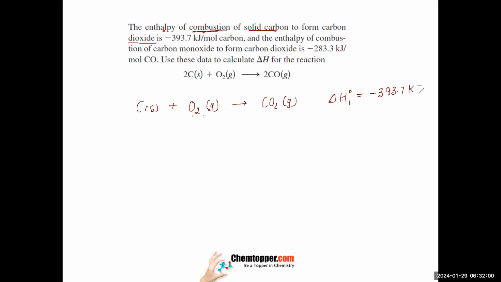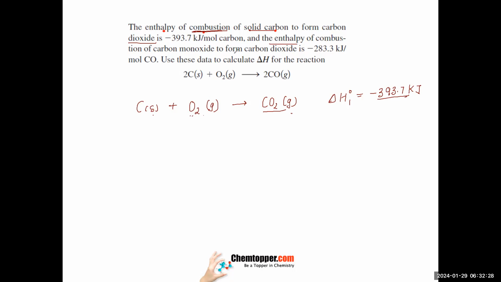393.7 kilojoules. And this is the enthalpy of formation, isn't it? Formation of CO2 from its elements in their standard form. This is the formation enthalpy of CO2. If you go back to the table of formation enthalpies, you can see this value there. Right? Now, let's see the next.